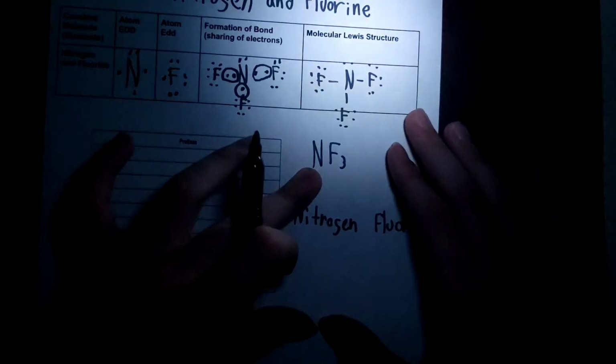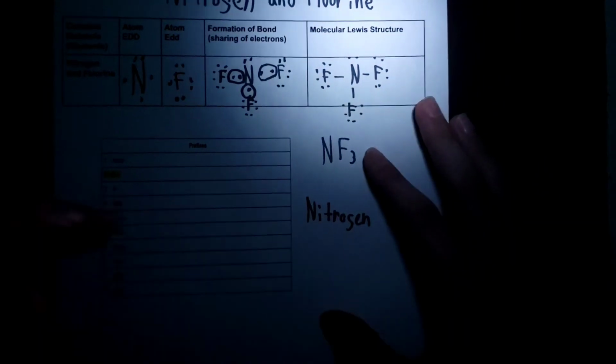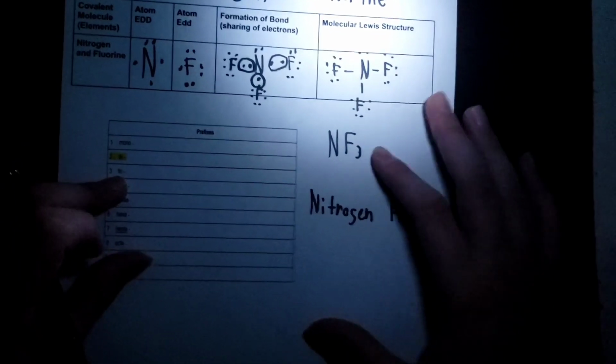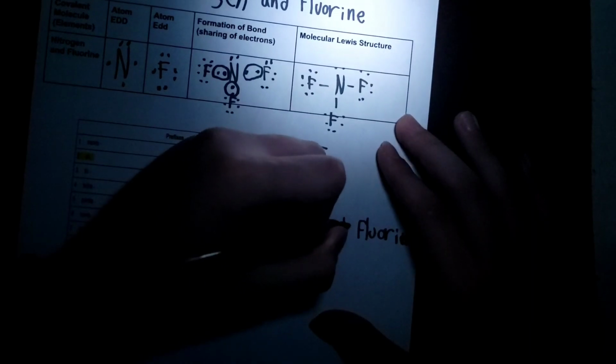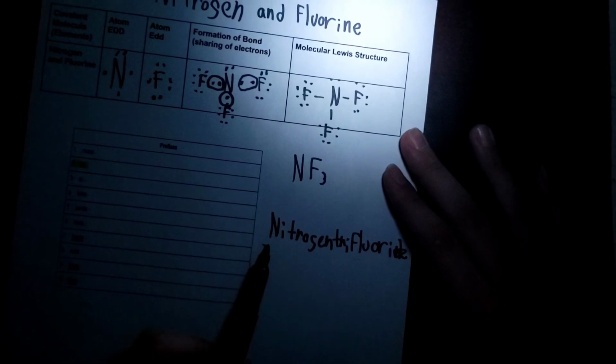Nitrogen is not going to need a prefix because there's only 1 nitrogen. But fluoride is going to need a prefix. It's going to be the 3rd prefix because there's 3 fluorine. And that 3rd prefix is tri. And that leaves us with the name nitrogen trifluoride.